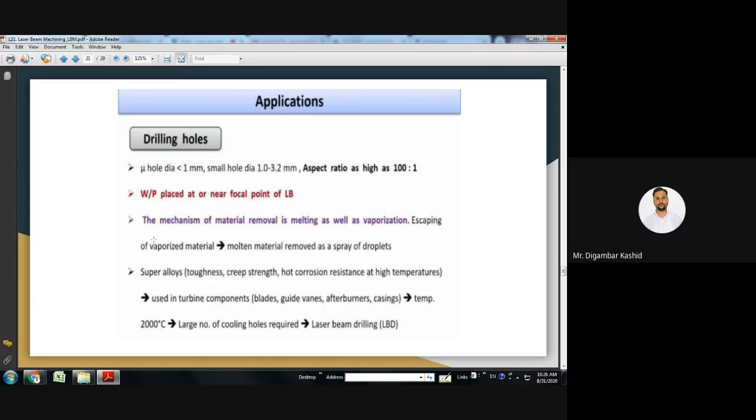Again, super alloys are used because of their high strength, high toughness, high creep strength, and hot corrosion resistance at high temperature. These super alloys are normally used for turbine components like blades, guide vanes, afterburners, then casings. So these are the components of the turbines that are made up of super alloys.